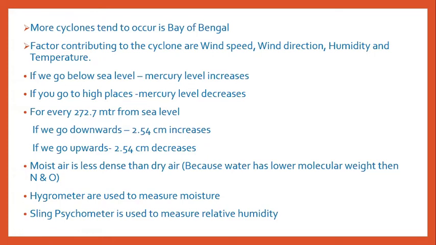If we go below sea level, the mercury level will be increasing. If we go to high places, the mercury level will be decreasing. For every 272.7 meters from sea level, if we go downwards, it will increase by 2.54 centimeters. If we go upwards, it will decrease by 2.54 centimeters.